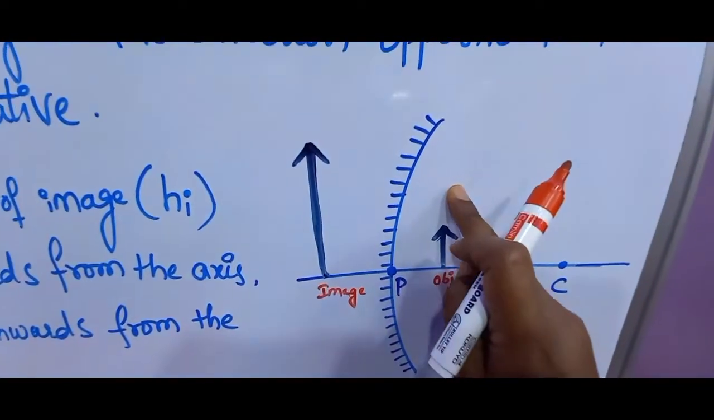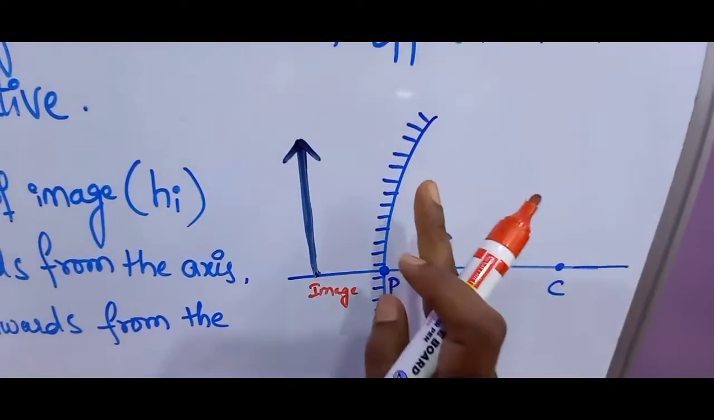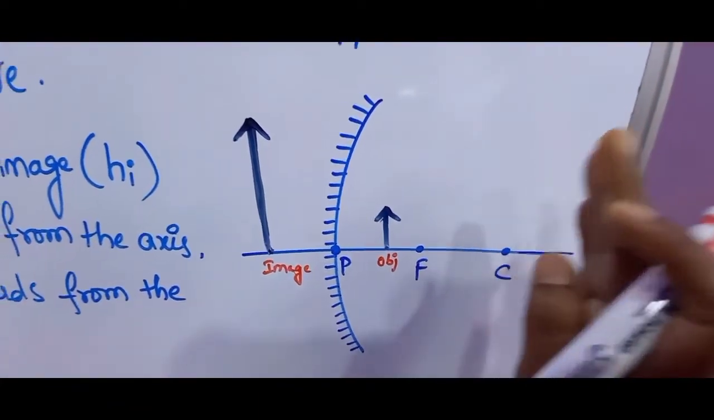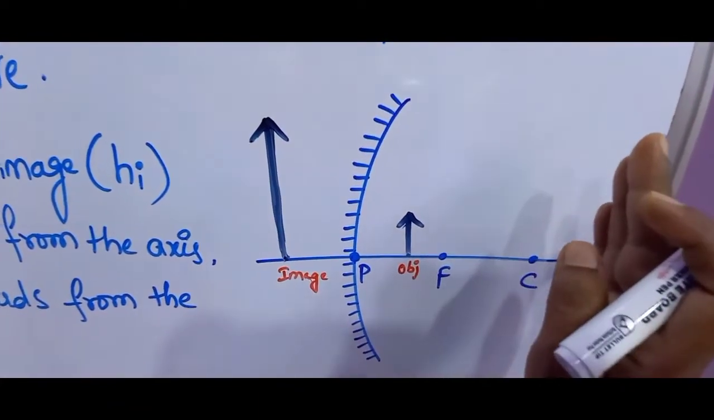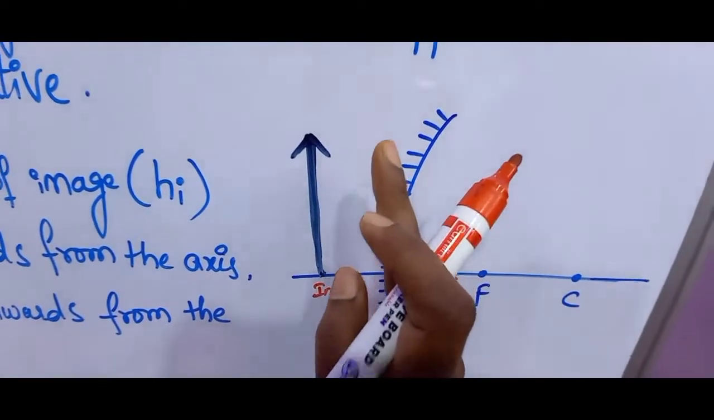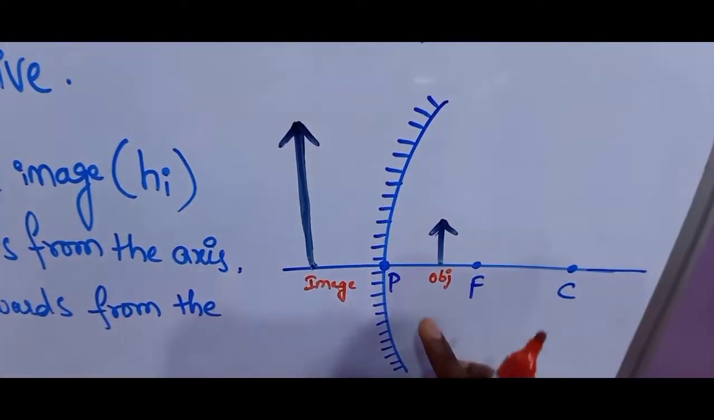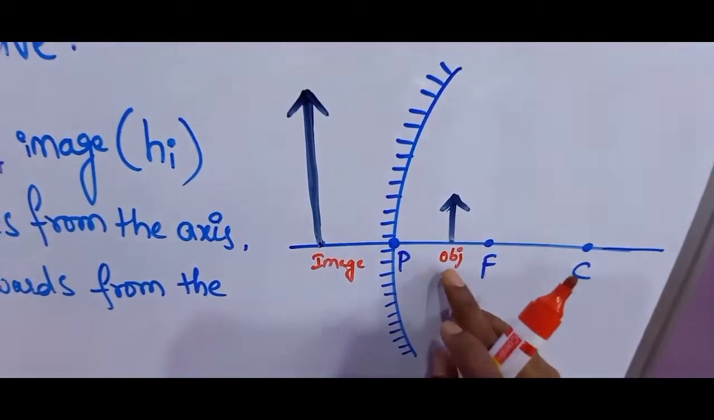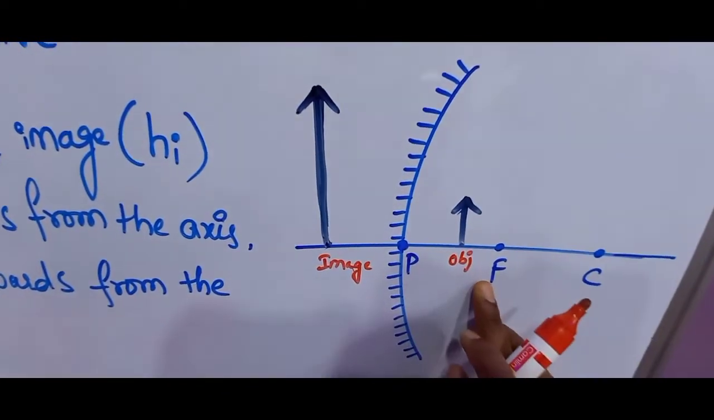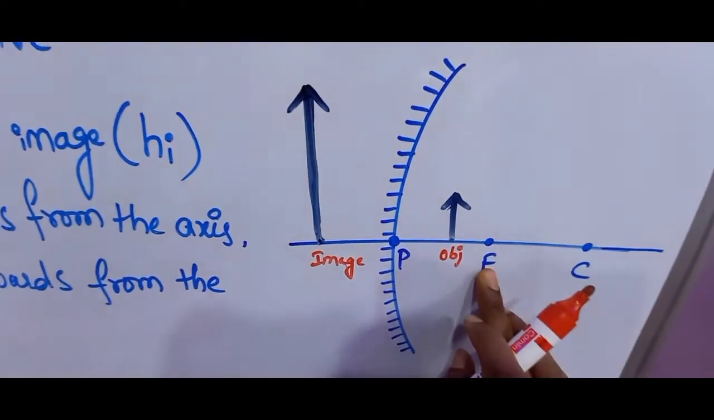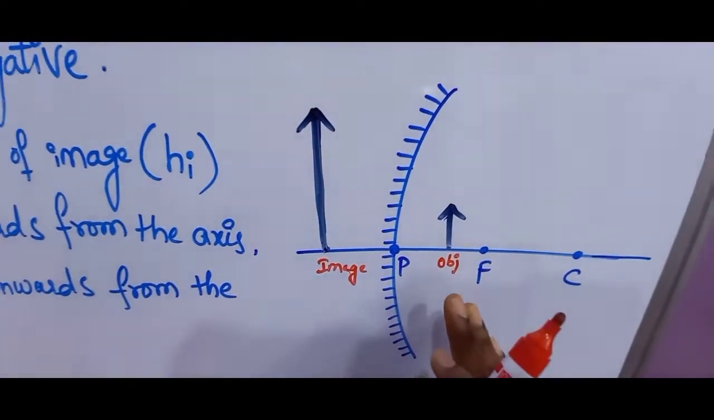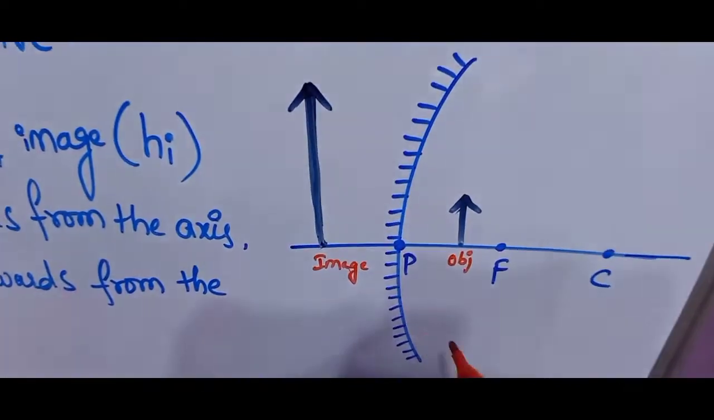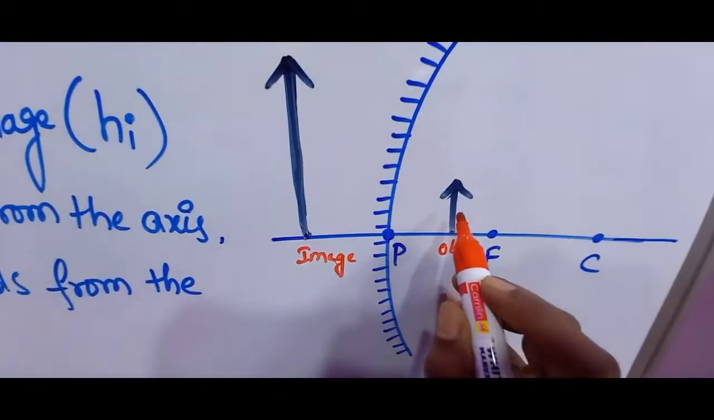The light rays will be reflected from this side. From where the object is, the incident light rays will be coming and falling on this concave mirror. This is the reflecting surface of the concave mirror. Now let us assume that the object is placed in between pole and focus. Now, in which direction are the light rays coming and striking the concave surface? So this is the object.